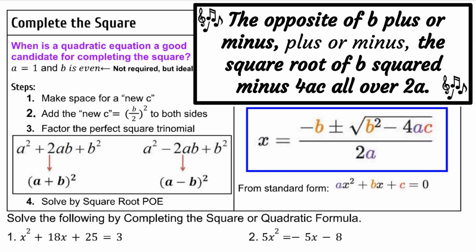The opposite of b plus or minus the square root of b squared minus 4ac all over 2a.